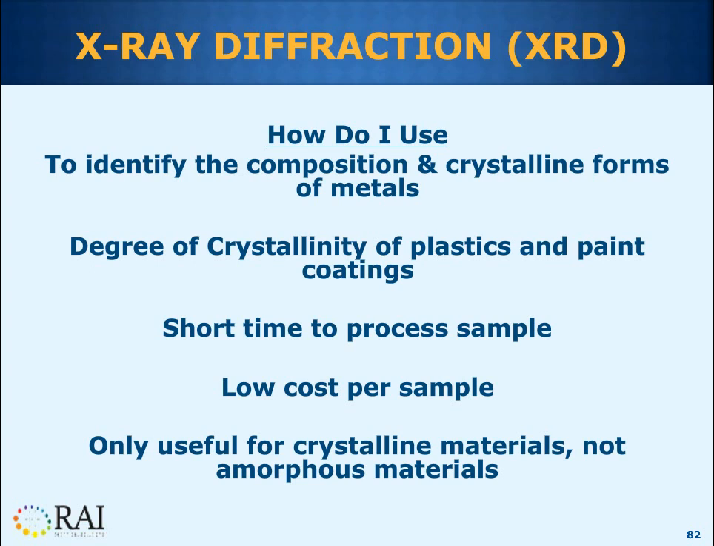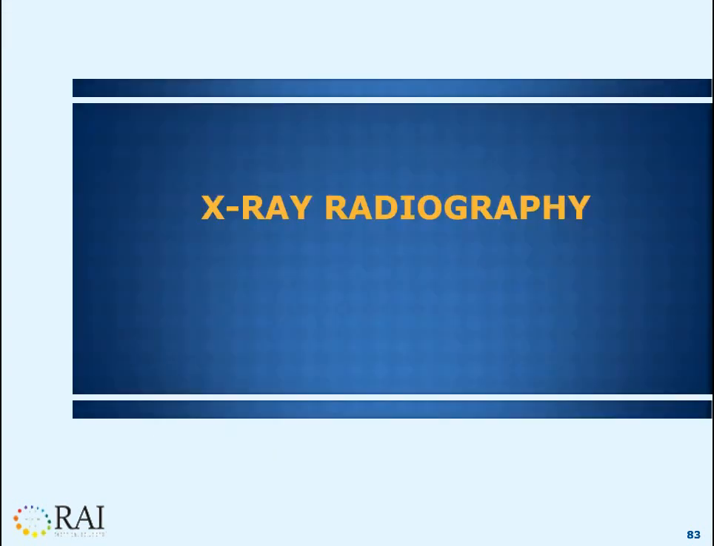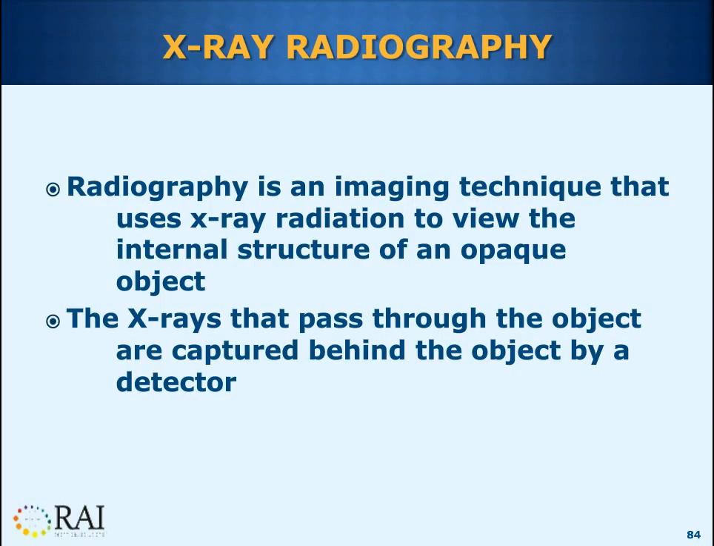The last analytical tool I'll discuss is X-ray radiography. This is basically X-ray. It's basically the same as when you get X-rays of your body. It's an imaging technique that uses X-ray radiation to view the internal structure of an opaque object. The X-rays pass through the object and are captured behind the object with a detector.